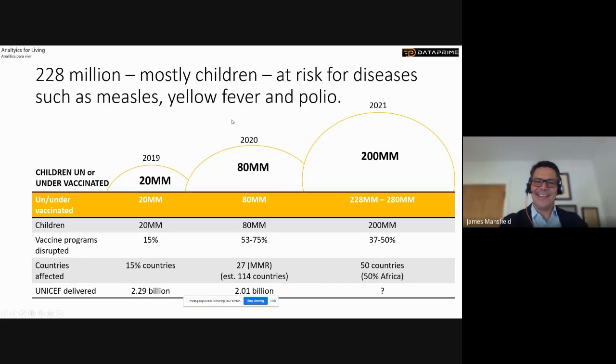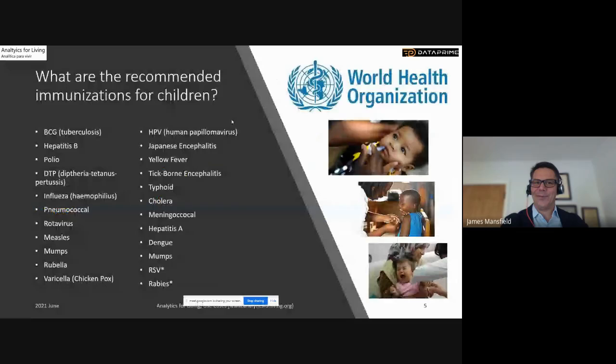That's great. So you may ask, what are the immunizations? What are we talking about here? Is it just one or two? It's not just one or two of these vaccines. This is the list of recommended immunizations for children. Left to right goes in terms of priority. But for most of the countries, if you add the numbers, there are about 20 vaccines that UNICEF would distribute.